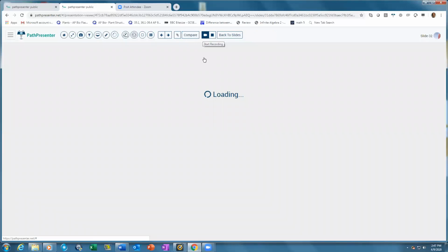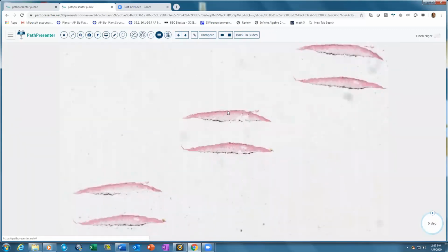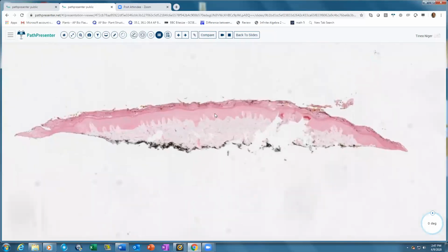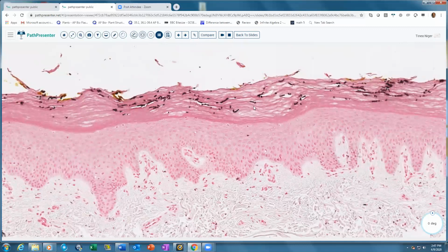So that is Tinea corporis or dermatophytosis, however you want to call it. And then Tinea nigra is usually on the acral sites where you see this pigmented hyphae in the stratum corneum. These are brown and black pigmented hyphae in the stratum corneum, usually on acral skin.